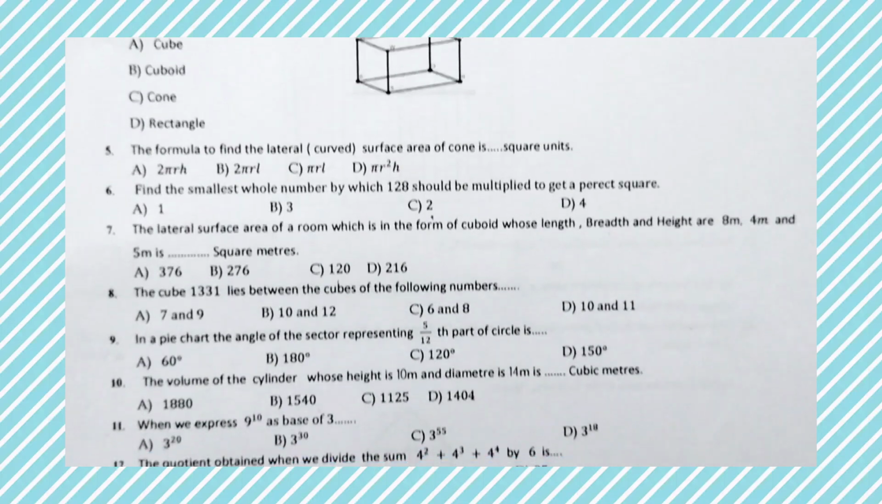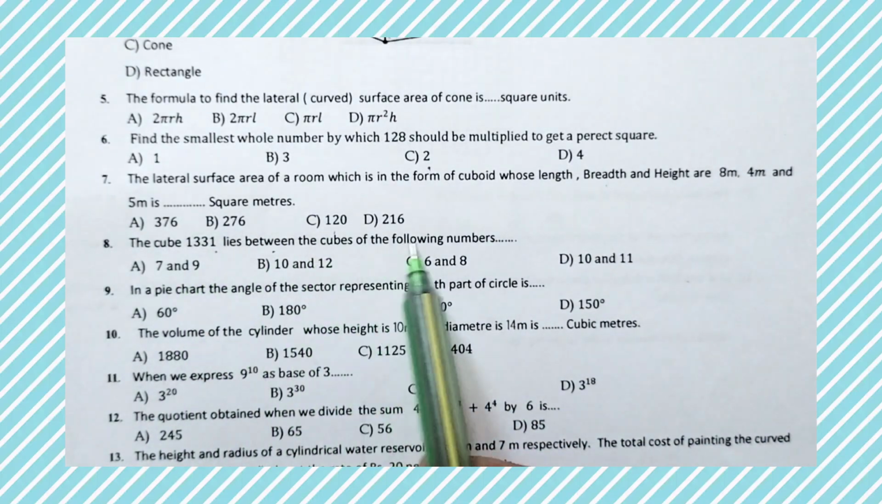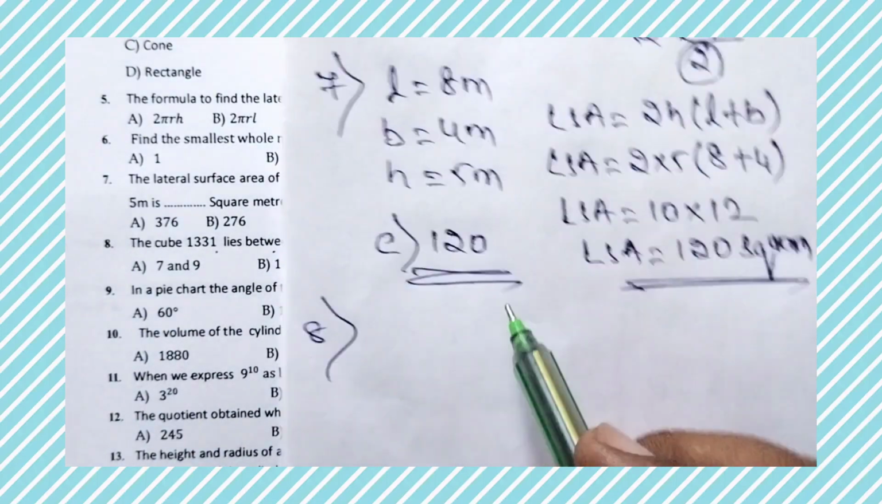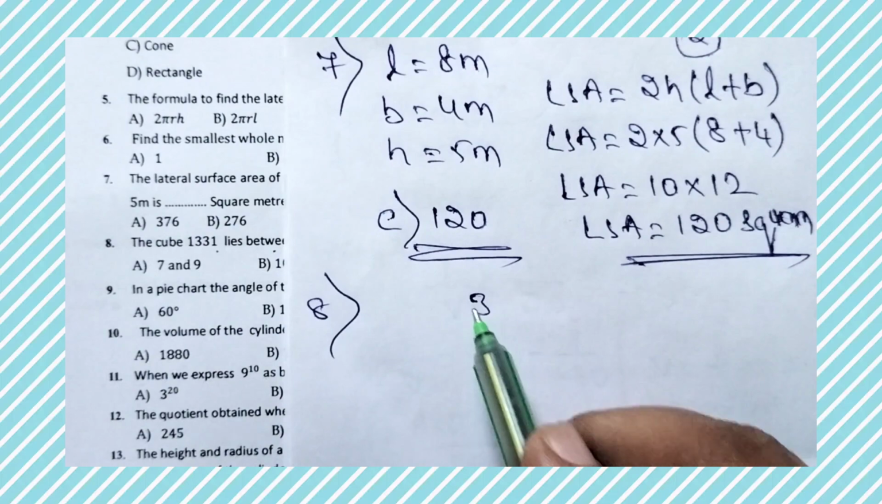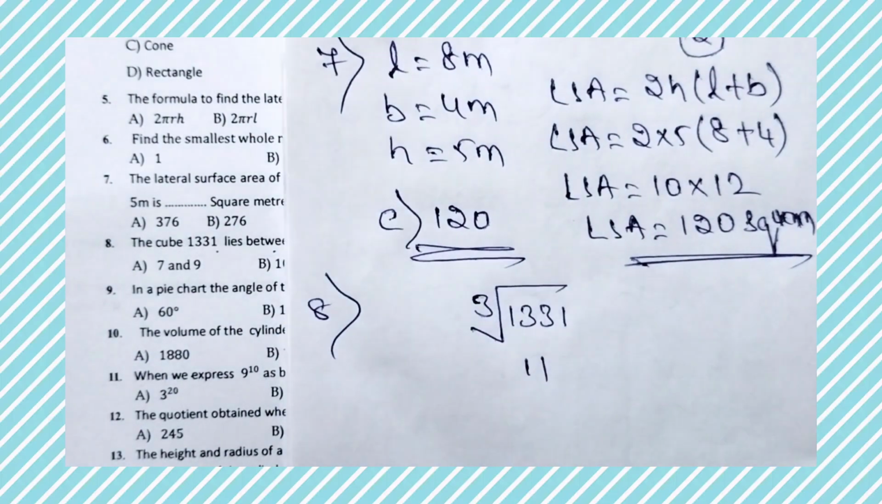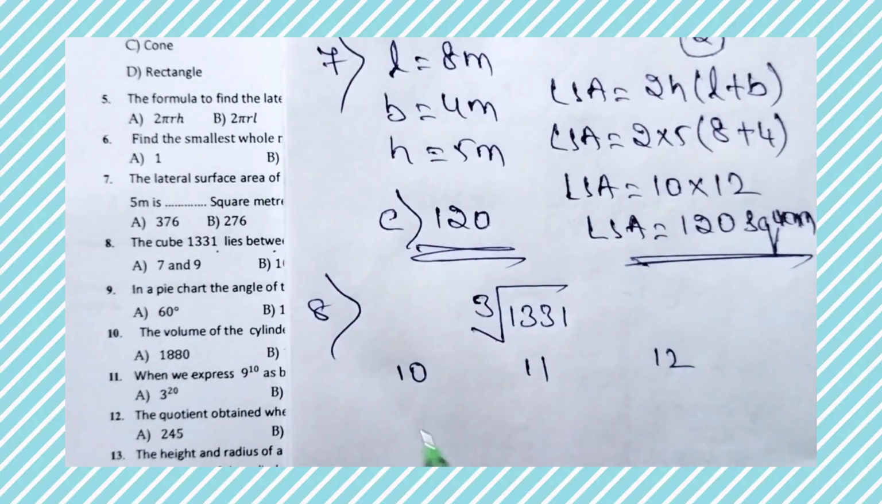In the eighth question, the cube 1331 lies between the cubes of the following numbers. So now the cube root of 1331 is 11. 11 lies between 10 and 12. Therefore the answer is 10 and 12.